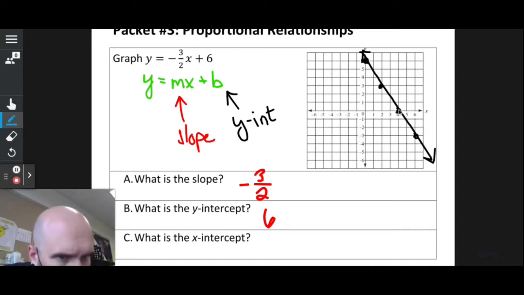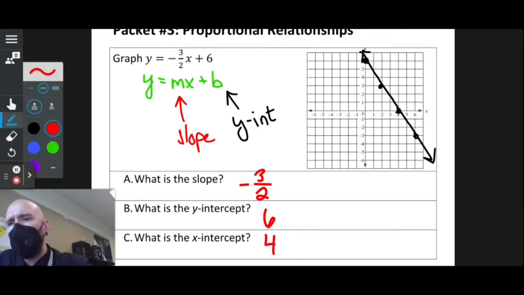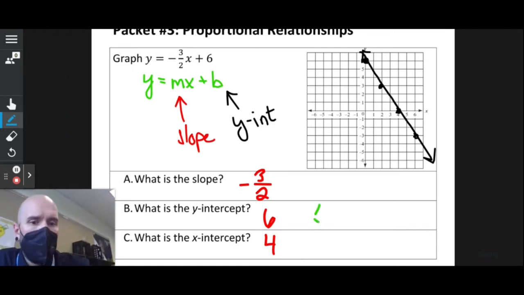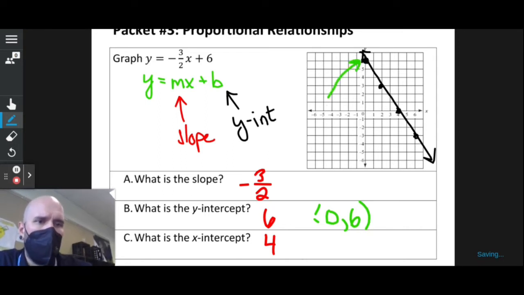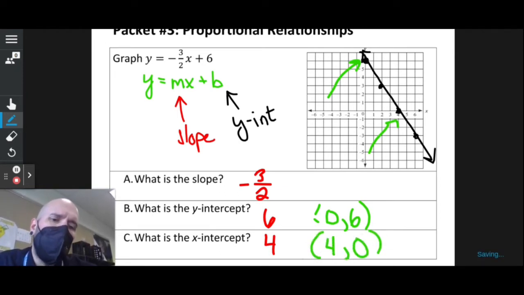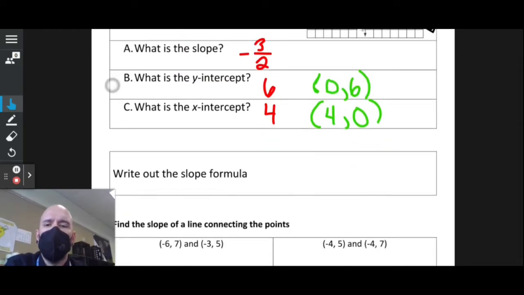What's the x-intercept? Well, looking at the picture here, my line goes through the x-axis at 4, so the x-intercept is 4. You might have some people say the y-intercept is the point (0, 6), which makes sense because the point (0, 6) is right there. And some people might say that the x-intercept is the point (4, 0). It all depends on the teacher. It all depends on the test. It all depends on what you're dealing with, that you're going to have to be very specific with your labeling of the intercepts.